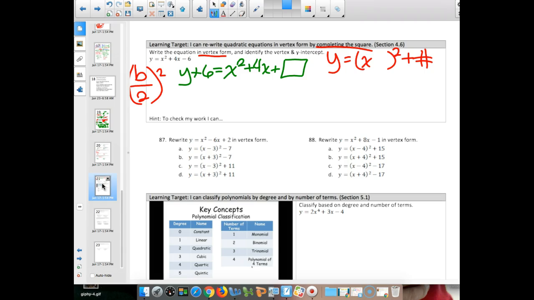Are you remembering this? This looks familiar? Okay. So I'm going to take that 4, I'm going to divide by 2, and I'm going to square it. When we do that, we get 4. Okay, so we're getting 4. So that's going to go here in our blank, and if I do that on one side, I have to do it on the other. Okay. So now on this side, we have y plus 10.